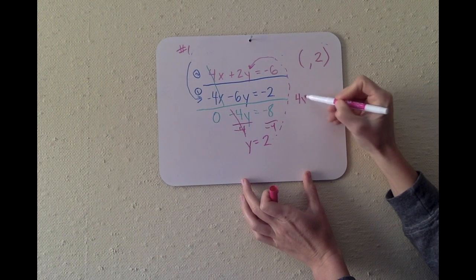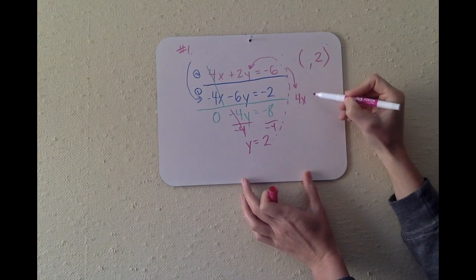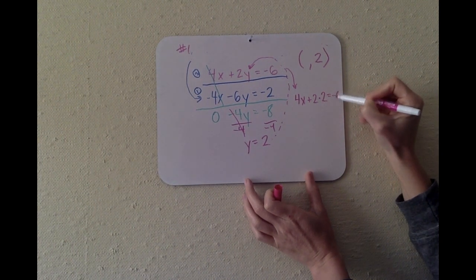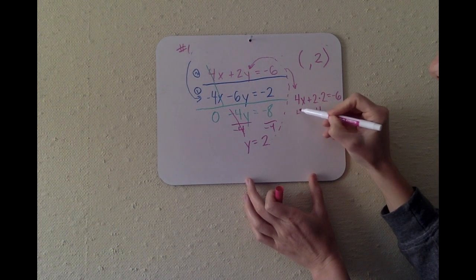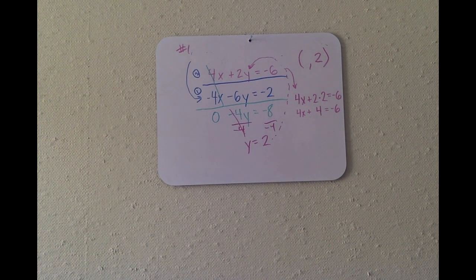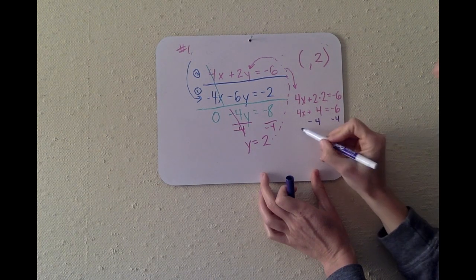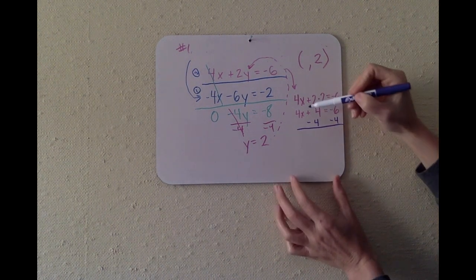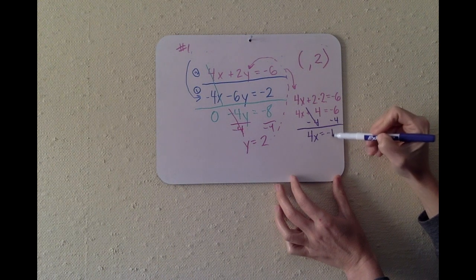So I have 4x, this is this equation right here. You can put it into either equation. I have 4x plus 2 times my y, which is 2, equals negative 6. And now I'll keep solving for x. I have 4 here plus 4x equals negative 6. My next step is to subtract 4 from each side. They cancel, so I have 4x equals negative 10.